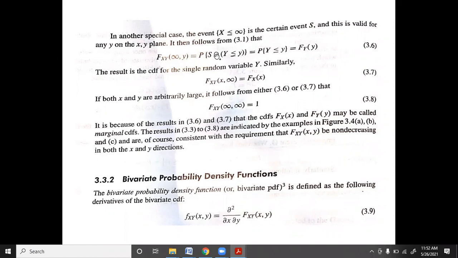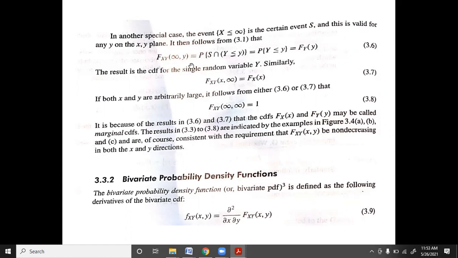We can see that S corresponds to the whole of the space, and Y corresponds to a space where the y dimension is less than or equal to y, and therefore that will give us P of y less than or equal to y, and that will be F_Y of y. Going on the same lines, if we consider y as infinity, this will give us F_X of x. Okay. Now, these two special cases over here are known as marginal CDF.